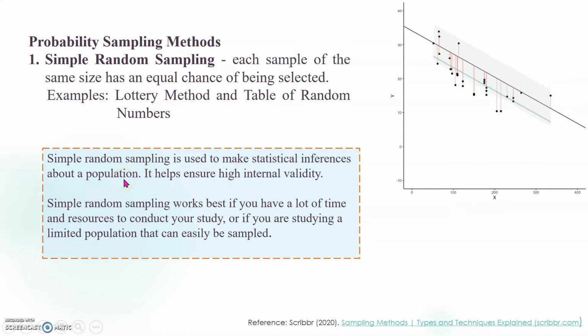Now, simple random sampling is used to make a statistical inference about a population. It helps ensure high internal validity of the data that we will be gathering from the respondents in the sample. Simple random sampling works best if you have a lot of time and resources to conduct the study, or if you are studying a limited population that can easily be sampled. Okay?